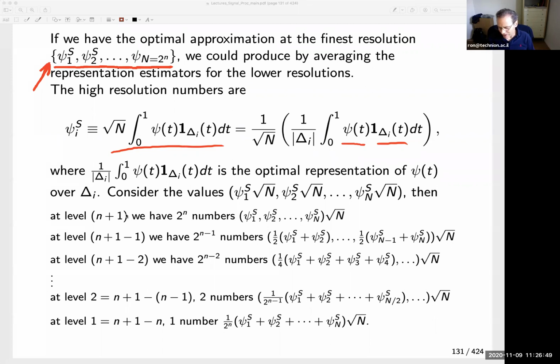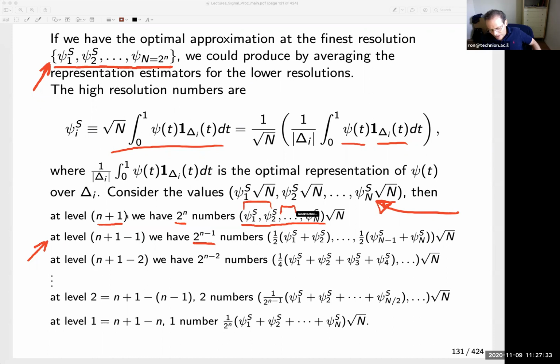So again, just writing it again. So we are considering these kind of numbers. And what we'll do now is just manipulate these numbers. Well, let's do it one step at a time. So at the n+1 level, what we have is 2 to the power of n numbers that we represent as such. Okay, these are the coefficients of the numbers that we have. Now, if we go one resolution lower, to a lower resolution, so this would be the 2 to the power of n minus 1 numbers, then what we need to do is average each and every couple.